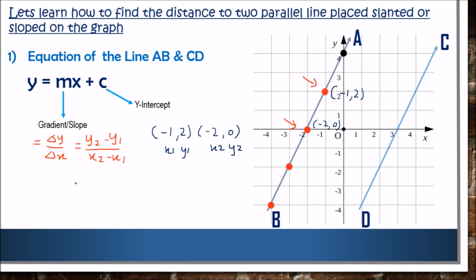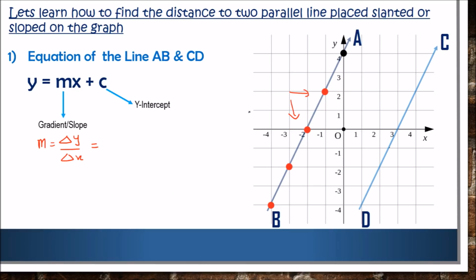Now plug in these values into the formula of gradient or slope and find out what is the value of gradient of line AB. So y2 minus y1 is 0 minus 2 divided by x2 minus x1 is minus 2 minus minus 1. So 0 minus 2 will give out the value of minus 2, and minus 2 minus minus 1 will give out the value of minus 1. So minus 2 divided by minus 1. So minus divided by minus will be plus, and 2 divided by 1 will be 2. So we got our gradient of line AB, which is 2.